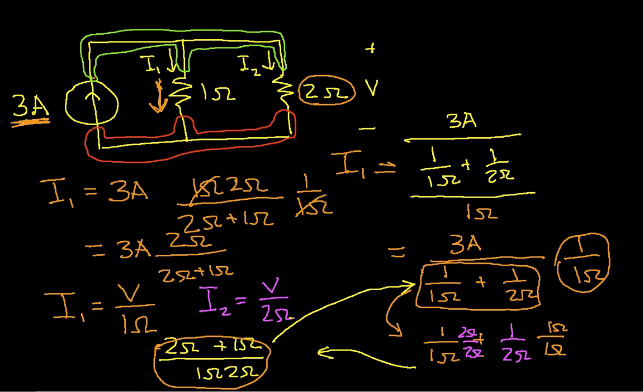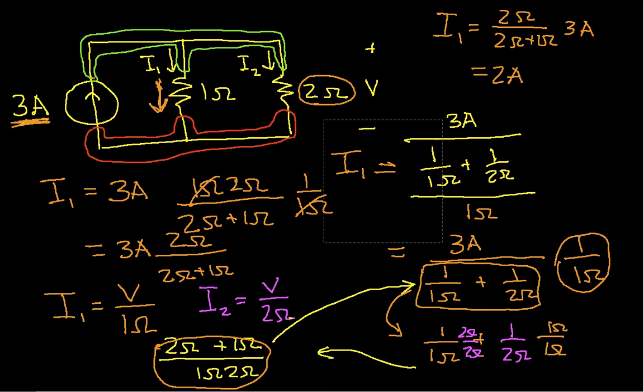In this case, then, I1 will be 3... Oh, wait. Boy, I don't know why, but I find current division harder than voltage division. And the concepts are actually so similar that it shouldn't be. So it's 2 ohms over 2 ohms plus 1 ohm times 3 amps, which in this case turns out to be 2 amps. Okay, so that was kind of a painful derivation, but again, I don't know why it's that hard.